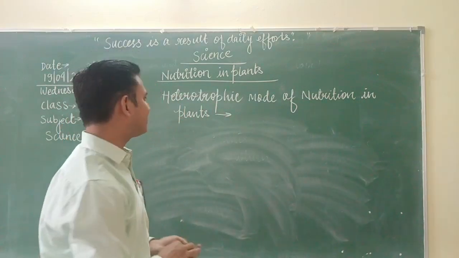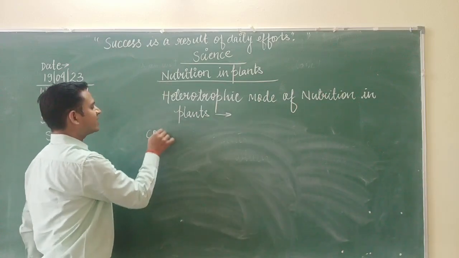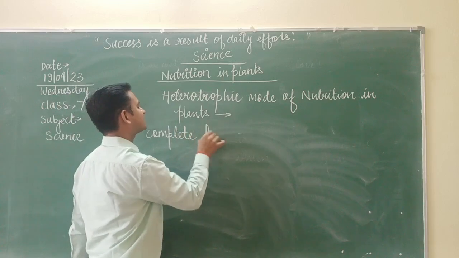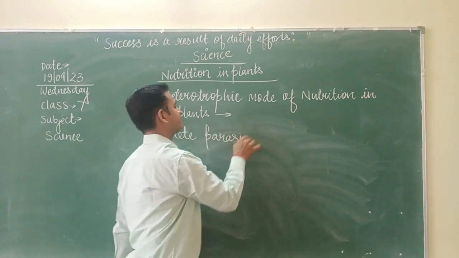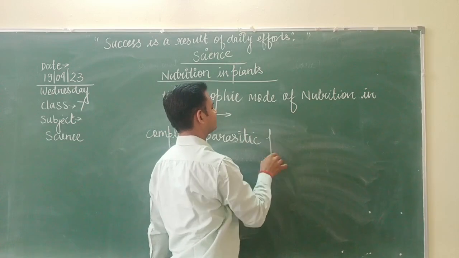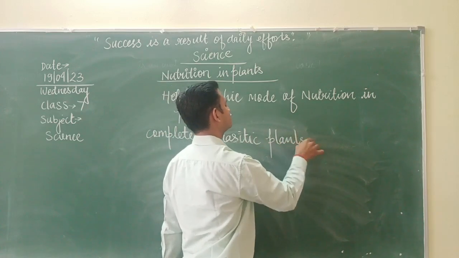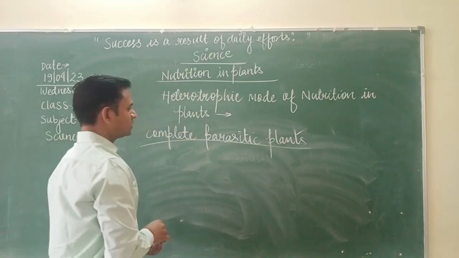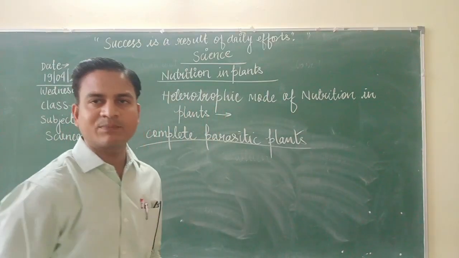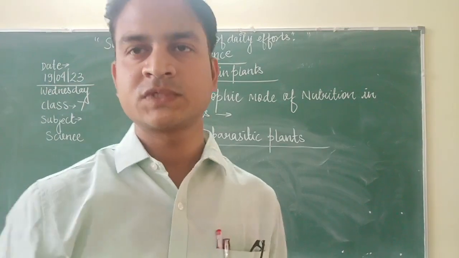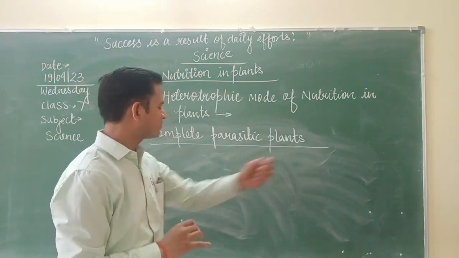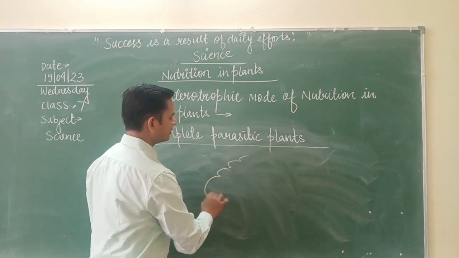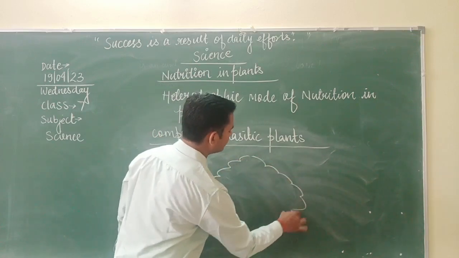So if we talk about the complete parasitic plants, we will take the example of Cuscuta. See, whatever the complete parasitic plants are there, children, such as Cuscuta, we can take the example of Cuscuta. Suppose this is a tree. For example, children, this is a tree.